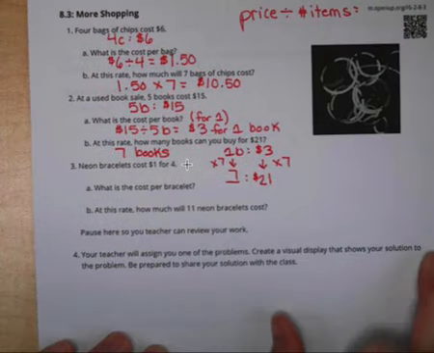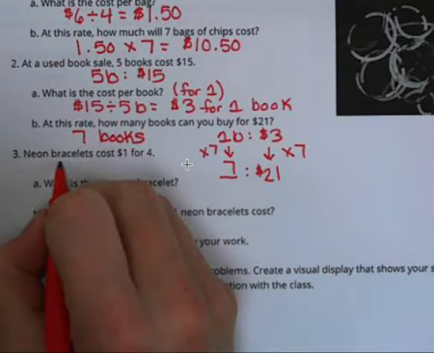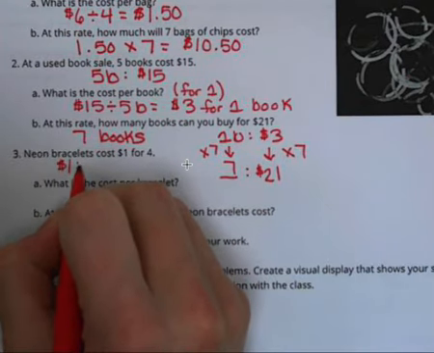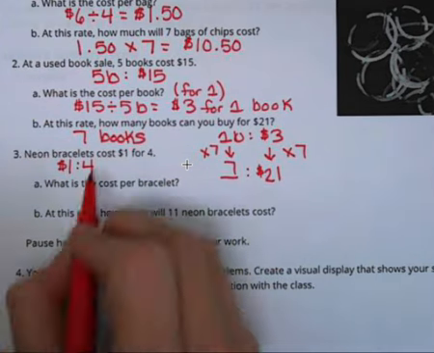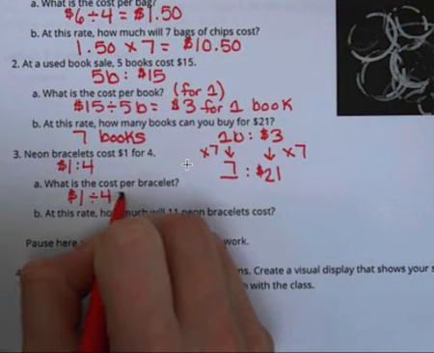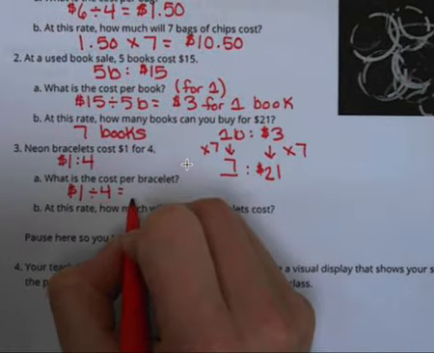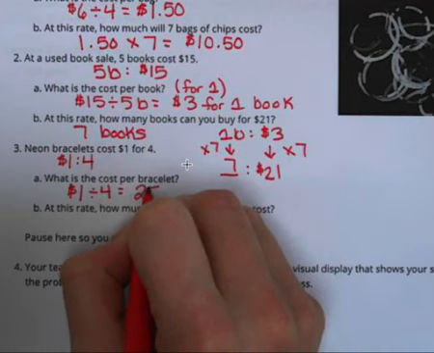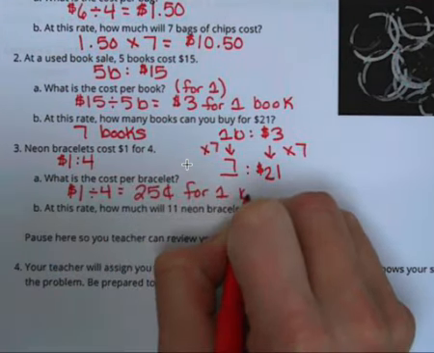And last one. So we have neon bracelets, and they are $1 for 4. The cost per bracelet. So to do that, we do our price of $1 divided by 4. If you have $1 and you put it in 4 groups, you would have a quarter in each group. So that's 25 cents for 1 bracelet.